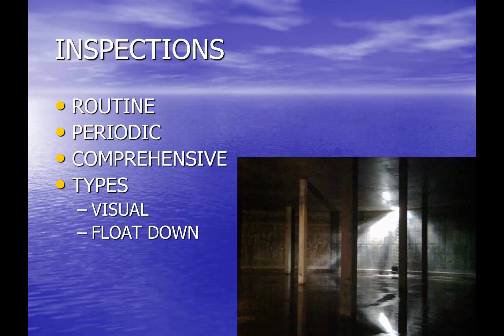The concept of a float down inspection is literally lowering the level again to a point where you have some access, and then putting a rubber raft in there and floating around and looking to see what you can see.